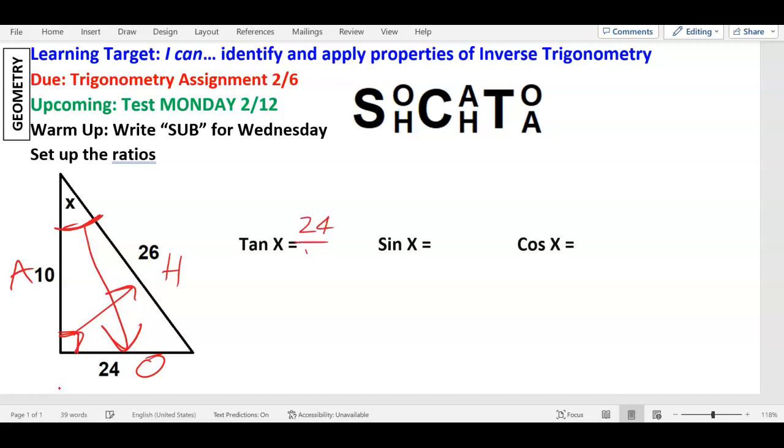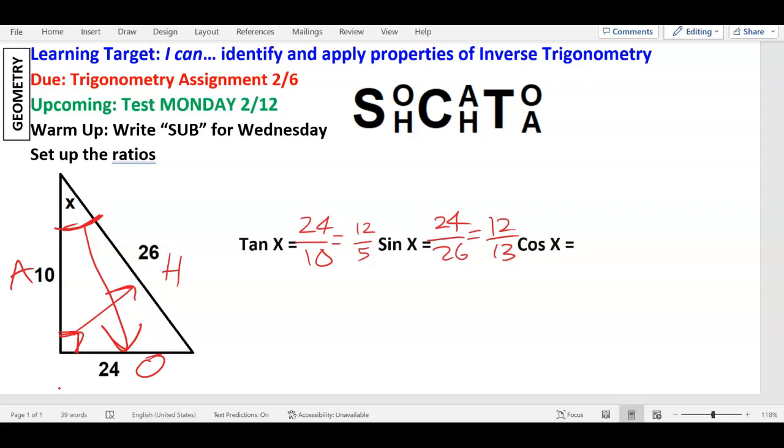Okay, 24 over 10. Do y'all see that on there? Okay, so 24 over 10 does reduce, and it reduces to 12 over 5. Cool. And then we got sine. Sine is O over H. So O over H is opposite over hypotenuse. So 24 over 26 reduces to what? 12 over 13.